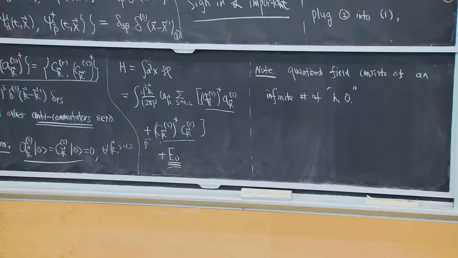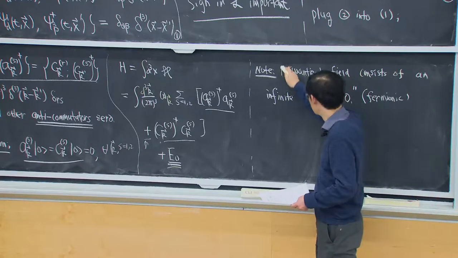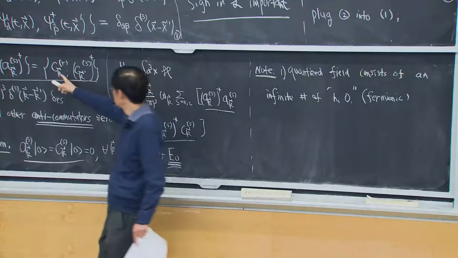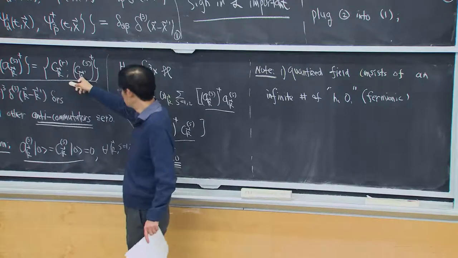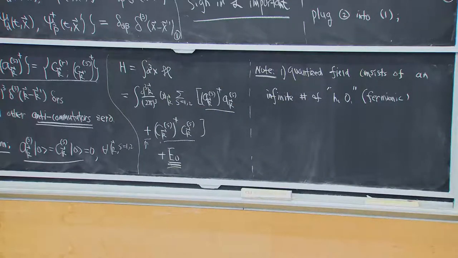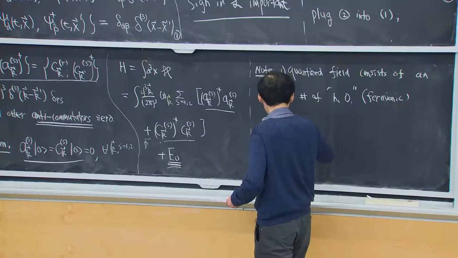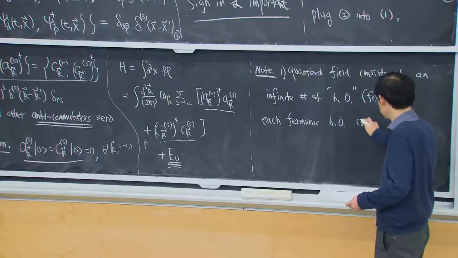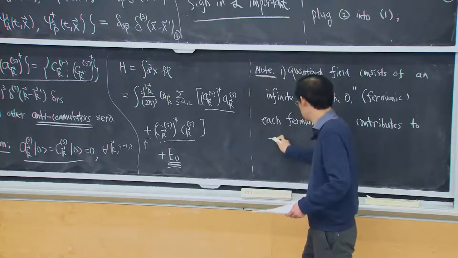And so this is a very important feature. Normally we call them fermionic, for reasons that will be clear very soon. So this is the first note. For each k and value of s, you have an oscillator generated by a, and also an oscillator generated by c. So each fermionic oscillator, like the harmonic oscillator, contributes to E0, to this ground state energy.